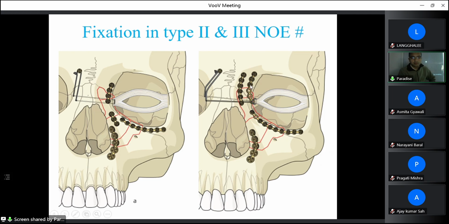So what you have to do, the best thing is just you put one plate at the medial wall, put three screws, make some hole free, and you can attach this medial canthal ligament with this plate. So it will act as a cantilever. Okay.